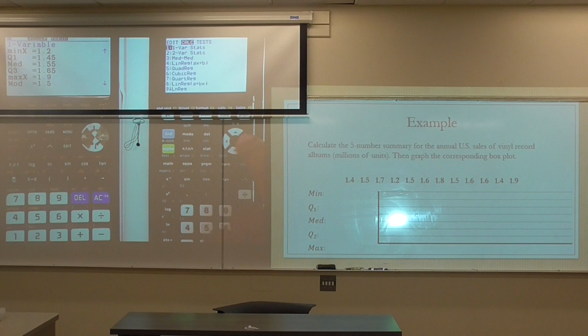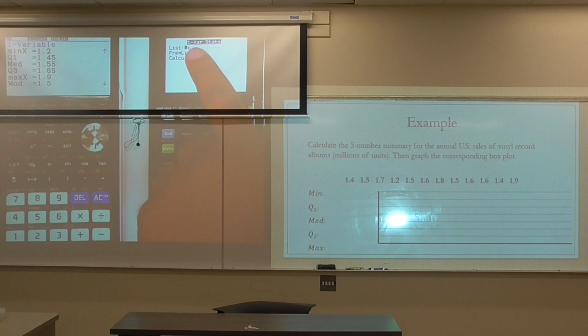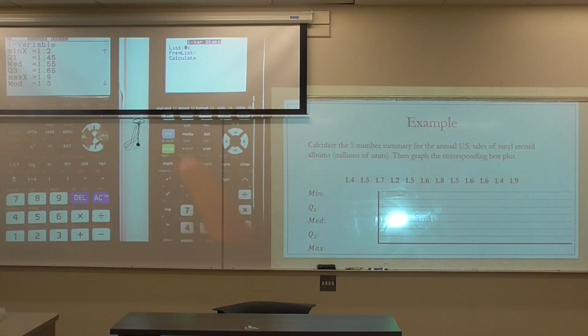But go to calculate, one bar, go to one variable statistics, and once again, we need to change it to put alpha 1 and keep that as nothing, and then go ahead and calculate. And we get the same results, which is max, right there.